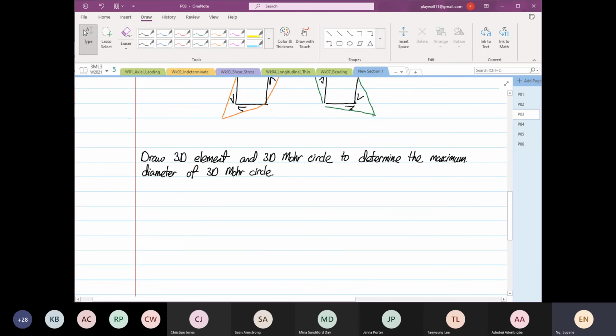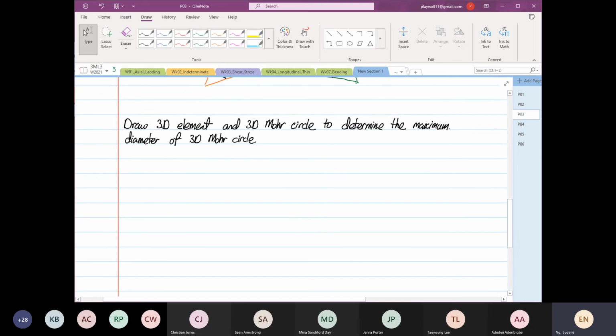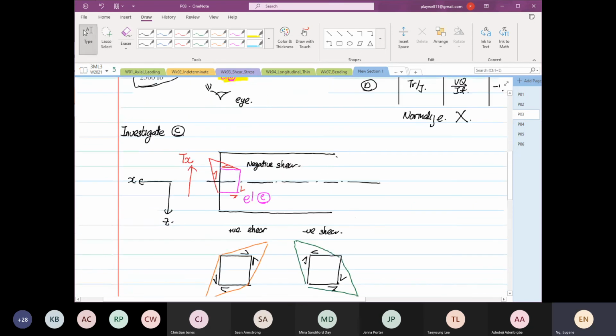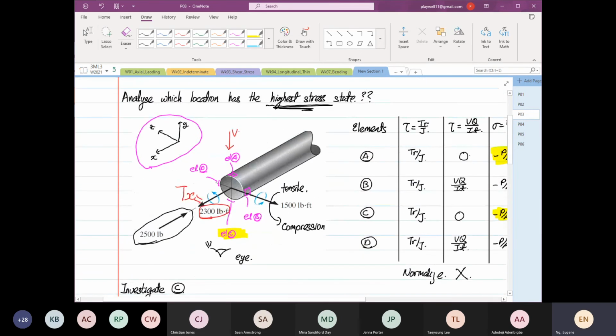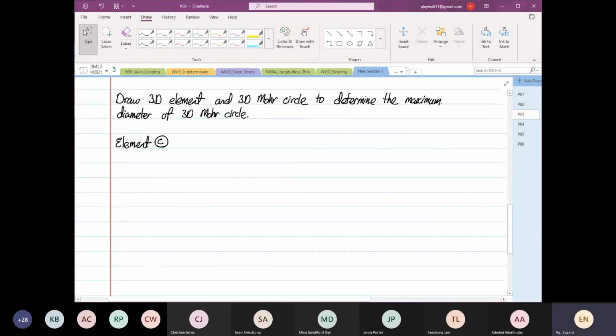Right. So now we have to do this. We're going to draw the 3D element in element C. So again, we're looking at element C, where we're still focusing. Now I use the same transformation as here, and we're going to look at element C. So here we go, element C. I'll draw it slightly curved, not too curved because element C is a small element.